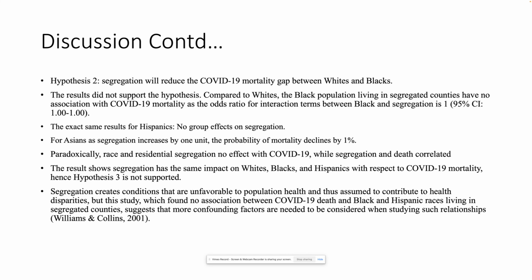So, since segregation is associated, but individual interaction terms with the segregation were not associated with the COVID-19 mortality, I argue that more confounding factors need to be considered in further studies. A multidimensional approach is needed to understand the association between segregation and COVID-19 mortality in the future.